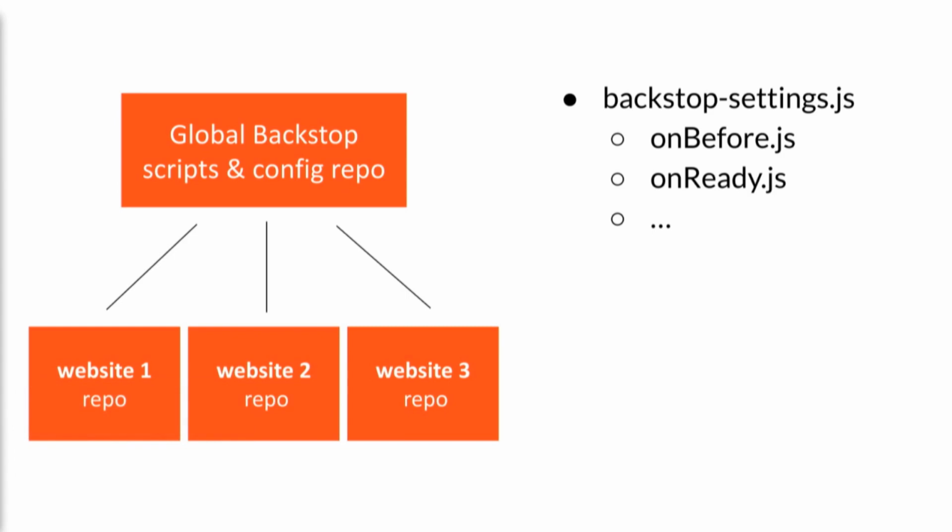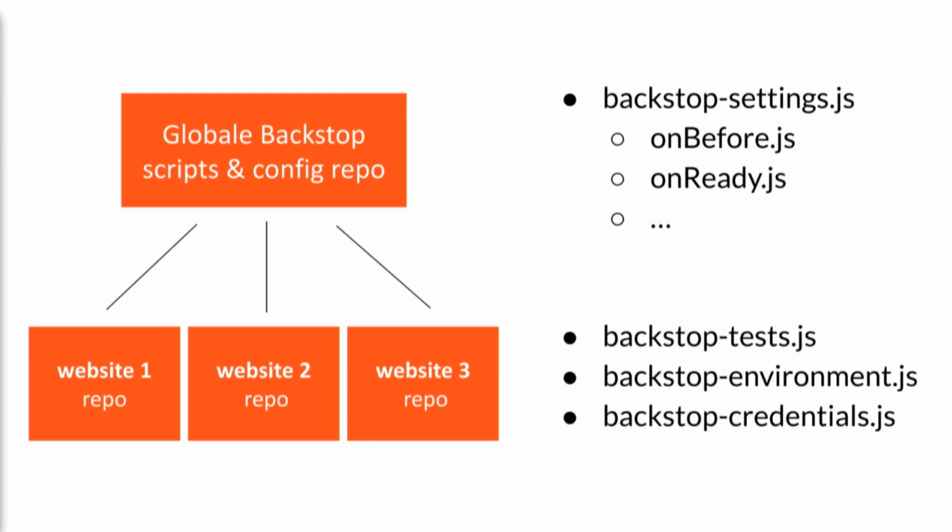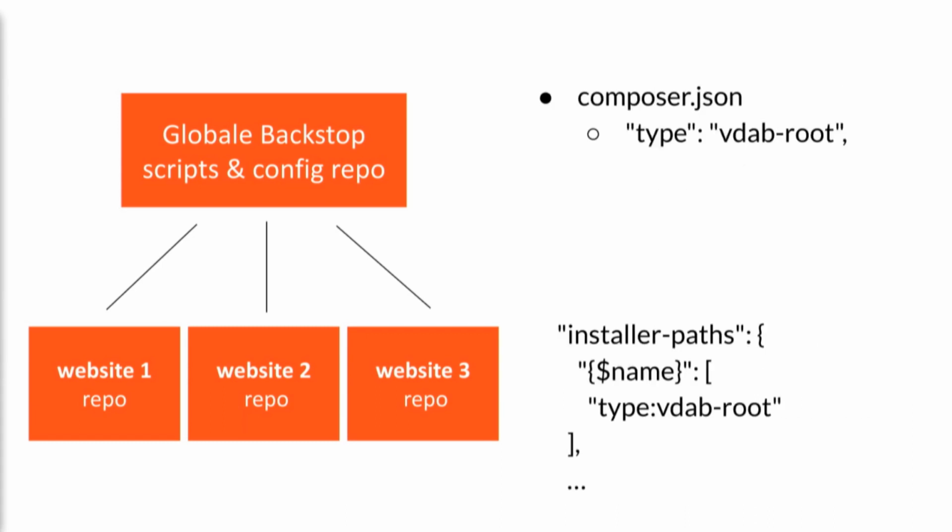There are the site-specific things, for example the Backstop tests themselves. They are, of course, specific to the website. That's stored in the repository of the website itself. On Composer install, we just pull in the global Backstop config repository with all our custom scripts, and every site just uses that. That's an example of how we did it.